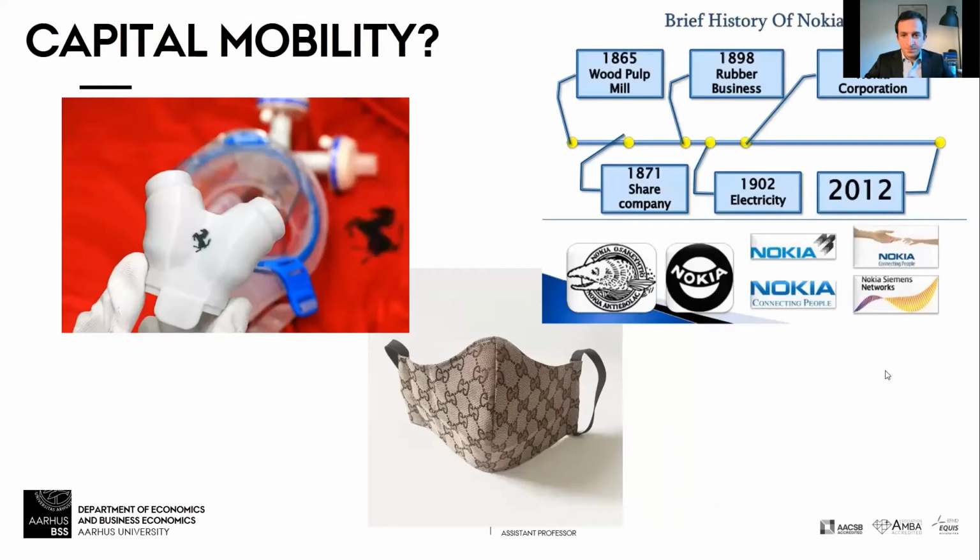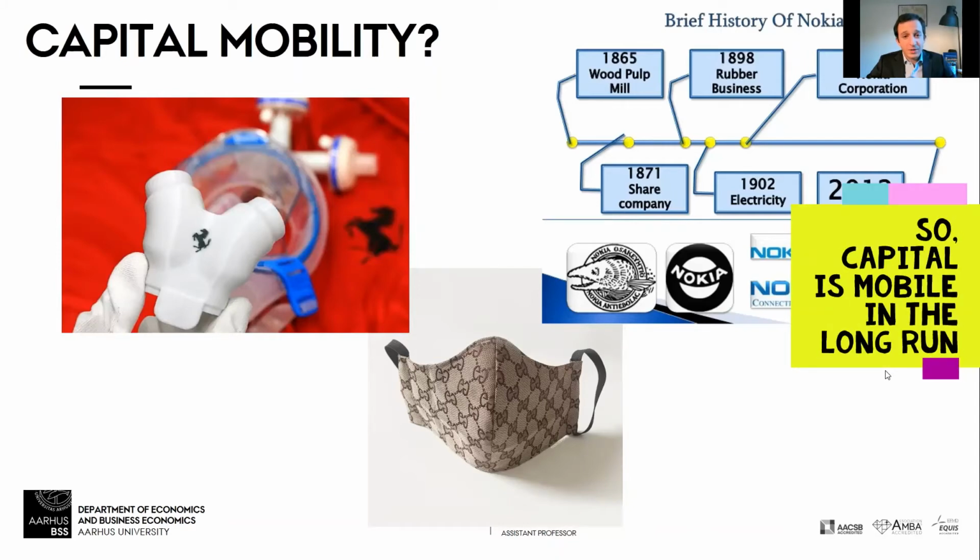Okay? So up until last year, after talking about capital mobility, I would bring up the history of Nokia. And I would ask you, do you think it's feasible for a company to go from producing paper, toilet paper, to producing cell phones? Most people would react to the question quite puzzled. But that's pretty much the history of Nokia. It started as a wood pulp mill, then it went to the rubber business, and then it went onto electricity, and then it went on to cell phones, and now it's onto networks.